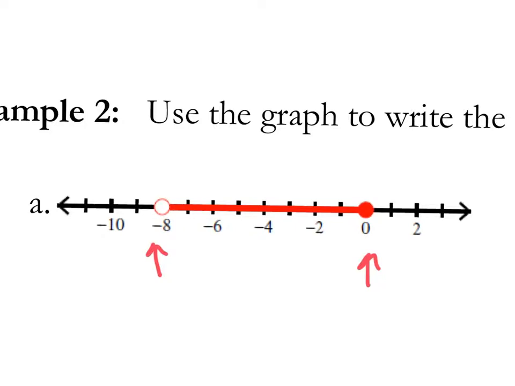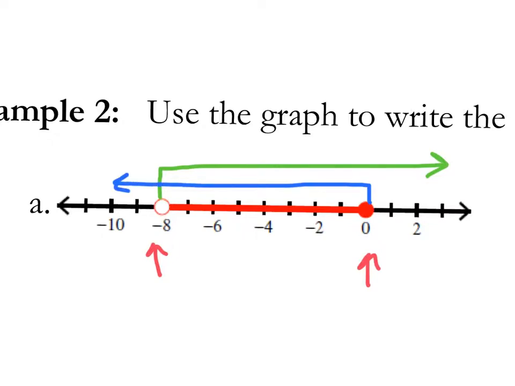So what I usually do is I draw the arrows because it's going to be going this way from the -8. How did I know that? I know that because the shading's happening to the right. Okay, the shading's that red part. And where is it happening for the 0? It's going to the left because the shading's happening to the left. Okay, so this is an and problem because it's just shading in between.